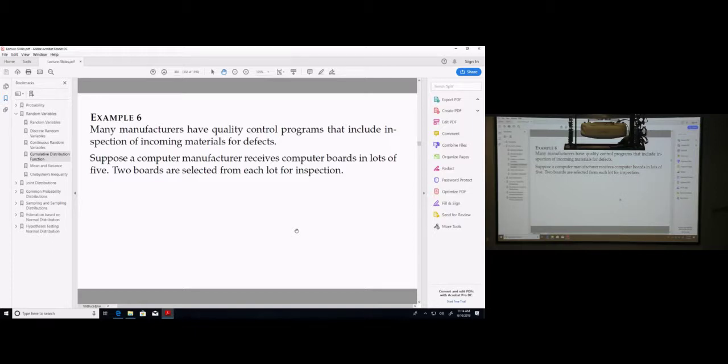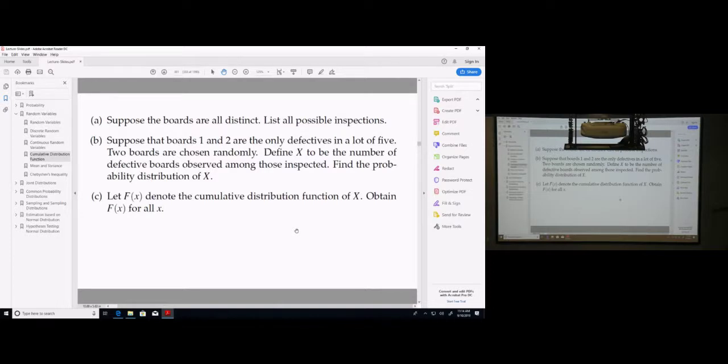Many manufacturers have quality control programs that include inspection of incoming material for defects. Suppose a computer manufacturer receives computer boards in lots of 5. 2 boards are selected from each lot for inspection. Okay. Suppose the boards are all distinct. List all possible inspections. Suppose that boards 1 and 2 are the only defectives in a lot of 5. 2 boards are chosen at random. Define X to be the number of defective boards observed among those inspected, and so on and so forth.